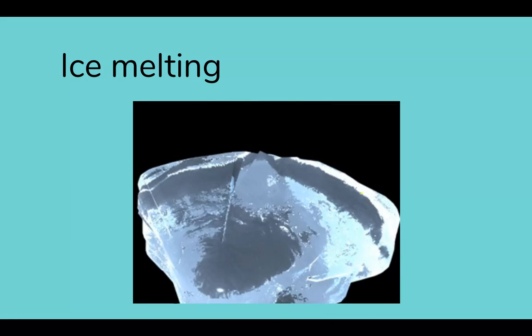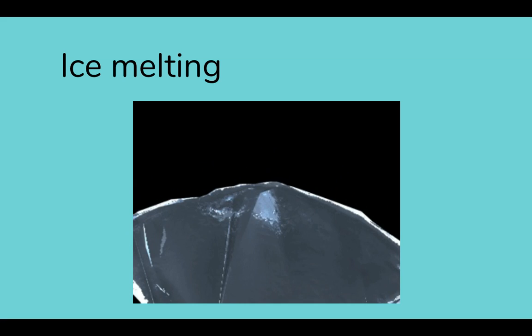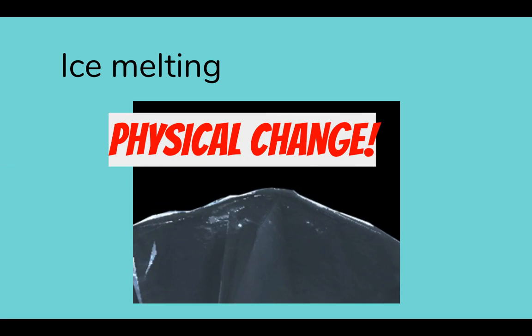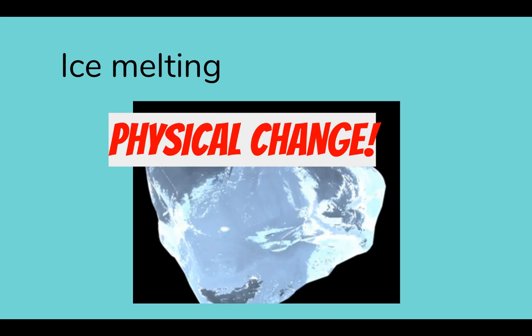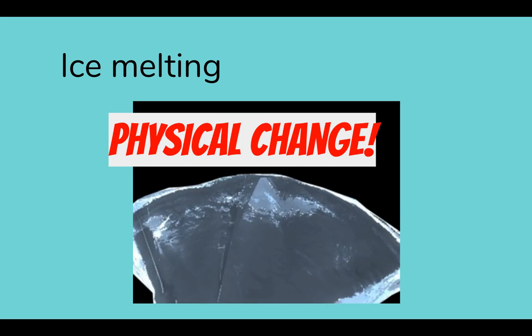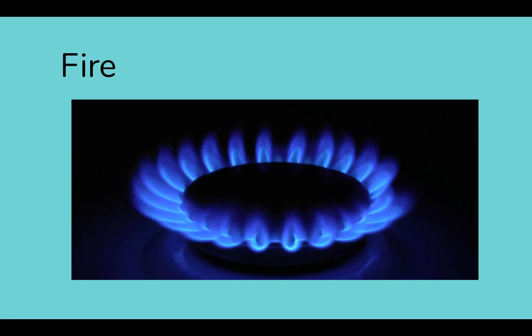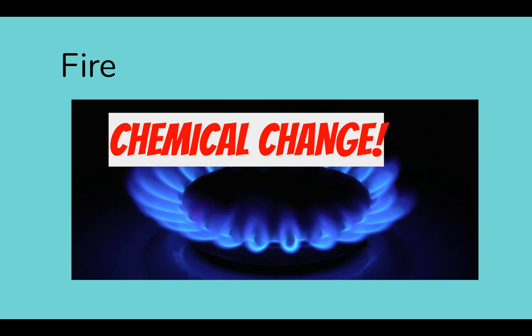Ice melting. You should know this one really quick. This is a physical change. It's still water, we're just changing its appearance. We're changing the state of matter that it's in. Fire. And this is a chemical change. We know that anything that has to do with fire is always going to be a chemical change.